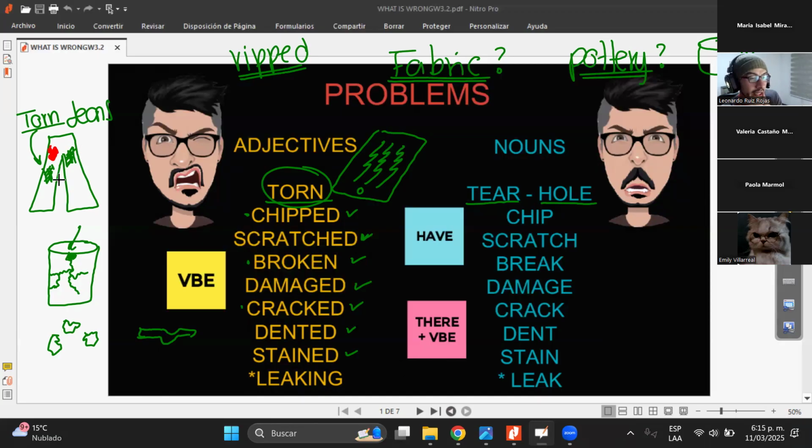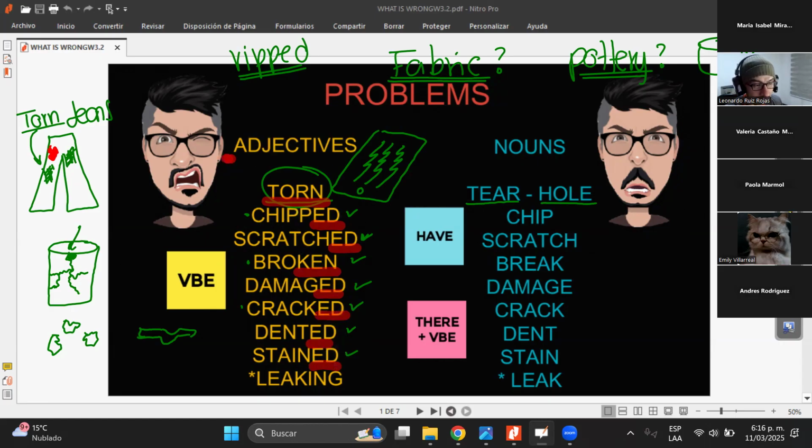Yes. Or for example, I am eating a hot dog and I spill some of the catsup or some of the mustard. Yes, of course, I'm going to have a very big stain on my t-shirt or on my shirt, right? So stain is more related to a substance that changes the color of the object, right? Until here, as you can see, all of them are verbs or actions in past participle that are used as adjectives. Scratched, broken, damaged, cracked, dented, stained, torn.